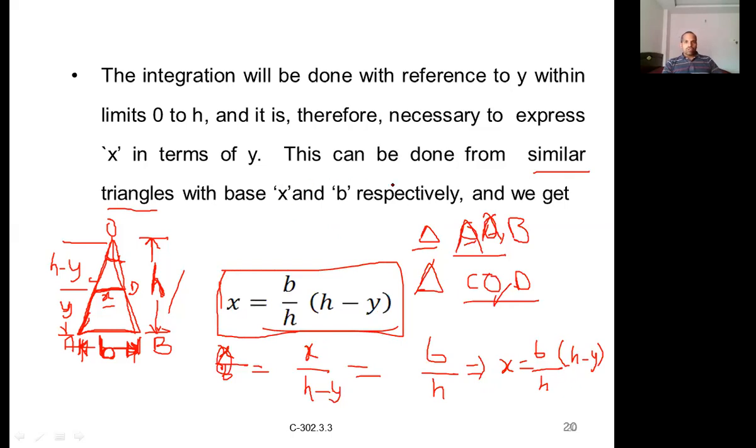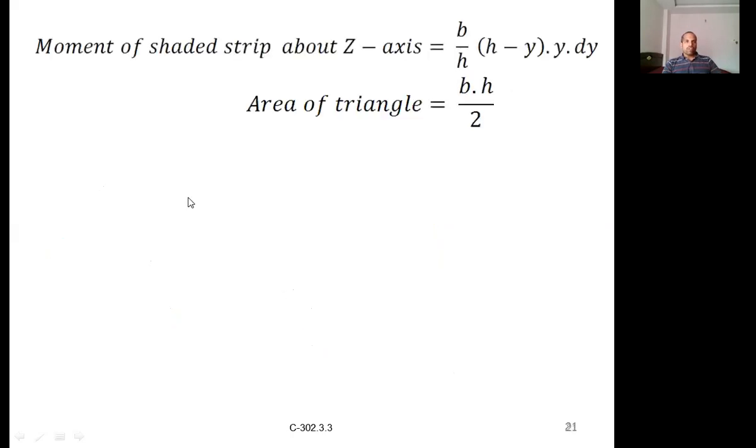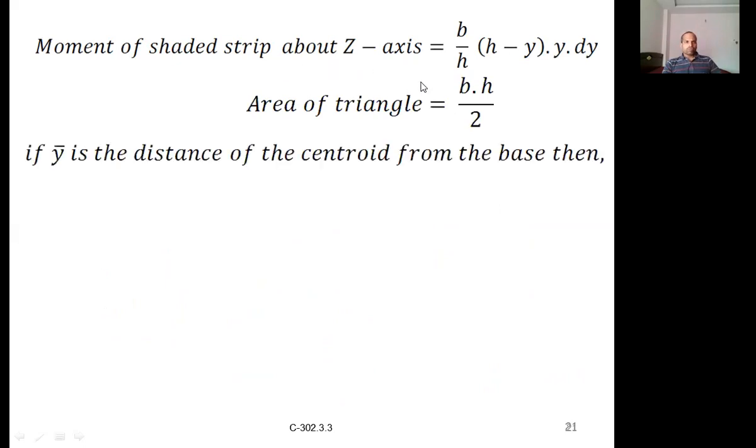Right. So now we can substitute this x value there. In that previous equation for the moment of area, that is nothing but x into dy into y. In that one, substitute this x value. Now let us see what happens. So the moment of the shaded strip about the x axis, not the z axis, is equal to b by h into h minus y into y dy.